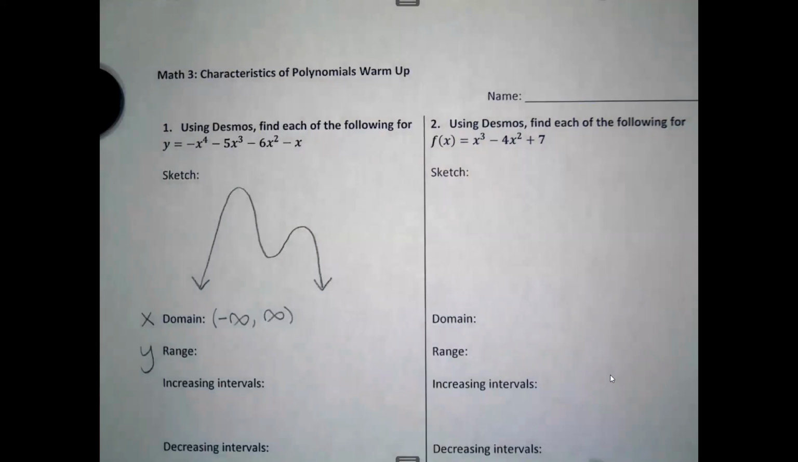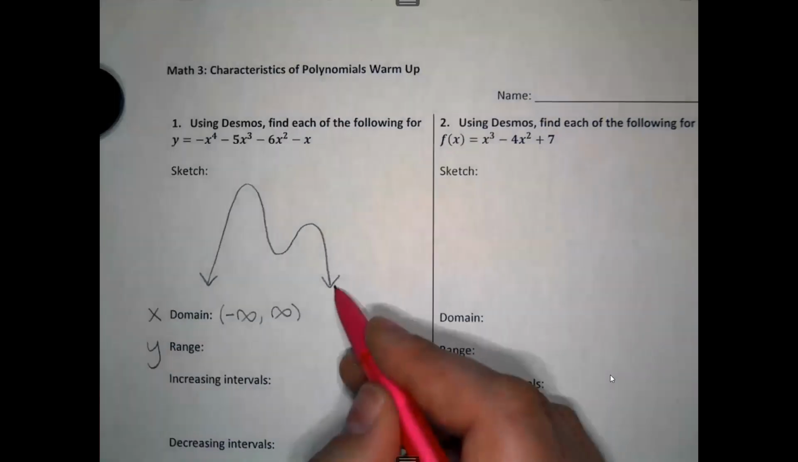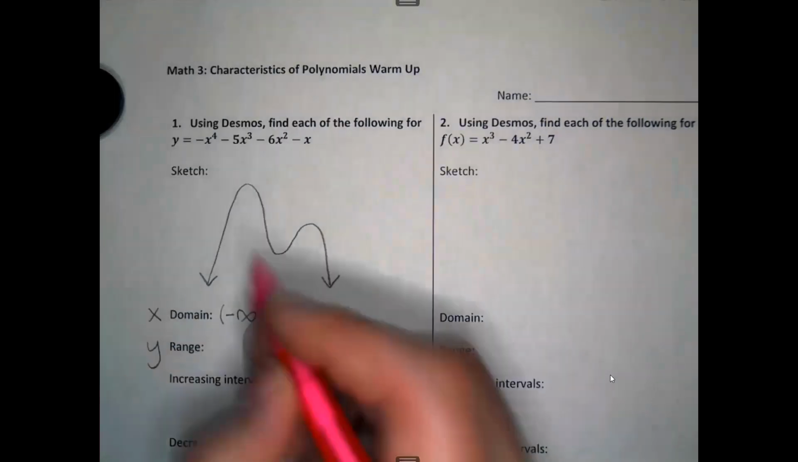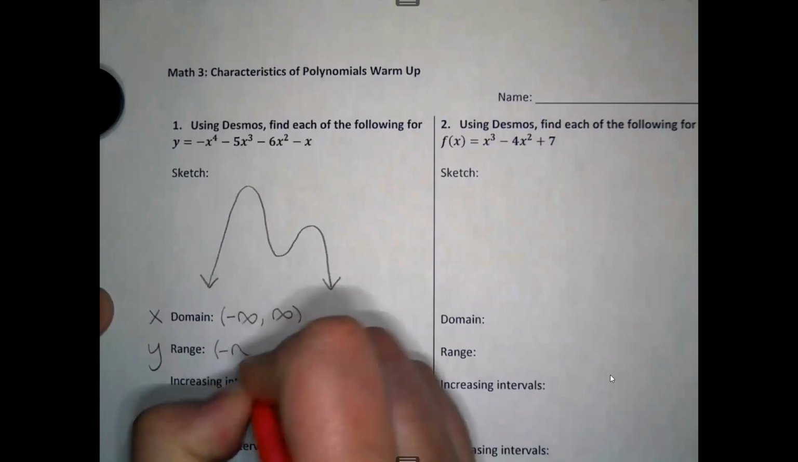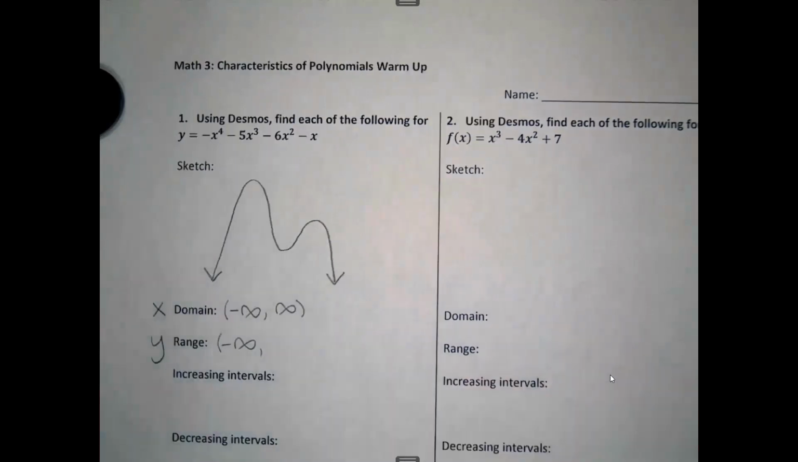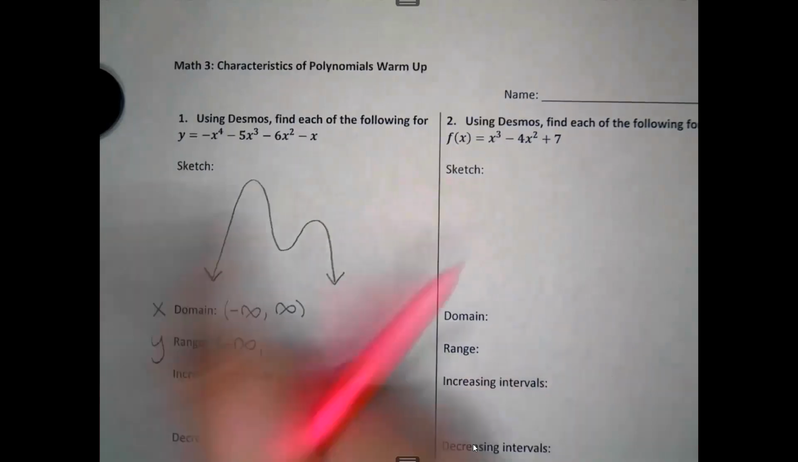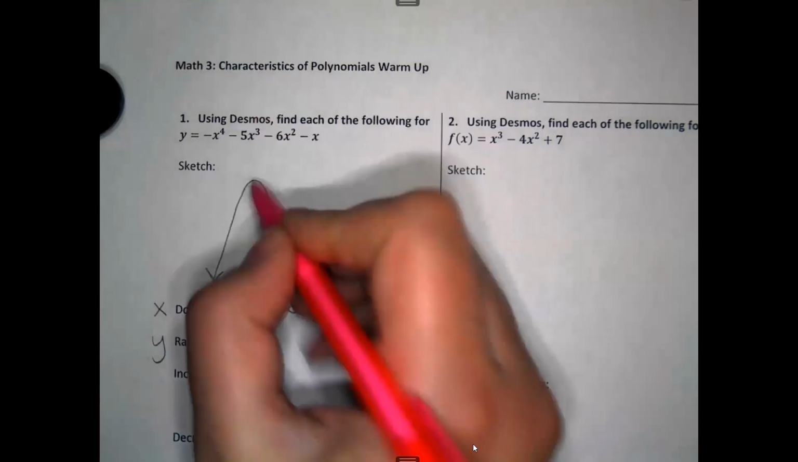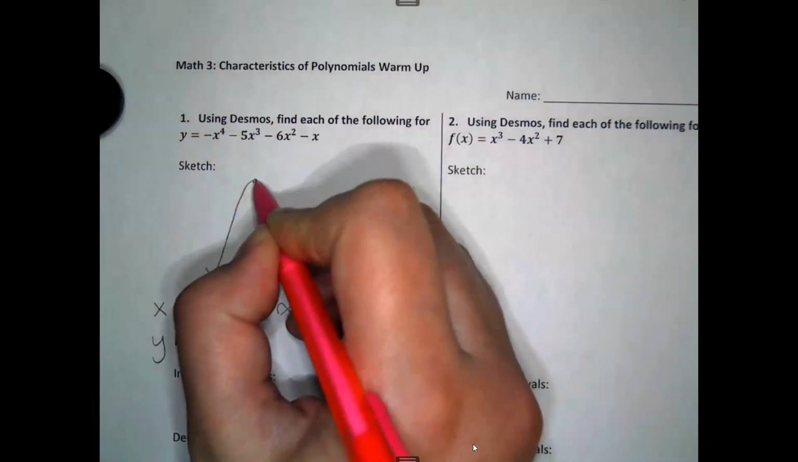Okay, what about for the range? What do we notice about the range? How far down does the graph go? All the way down, right? It goes down forever. So we have arrows going down. So negative infinity going down. Does the graph go up forever? No, the graph stops, which means we have to figure out what the number is at the very highest point, which is right here.